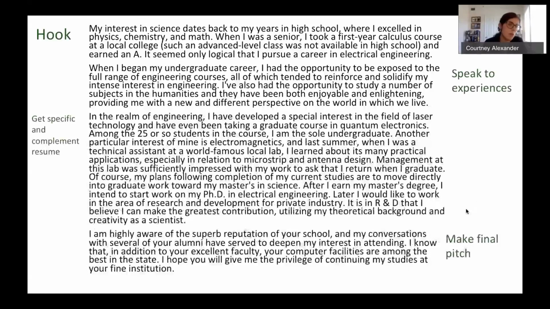So this is an example. The hook: my interest in science dates back to my years in high school where I excelled in physics, chemistry, and math. And then speak to experiences. When I began my undergraduate career, I had the opportunity to be exposed to the full range of engineering courses. Get specific. So in the realm of engineering, I've developed a special interest in laser technology, and then end with that final pitch. I'm highly aware of the superb reputation of your school, and my conversations with several of your alumni have served to deepen my interest in attending.